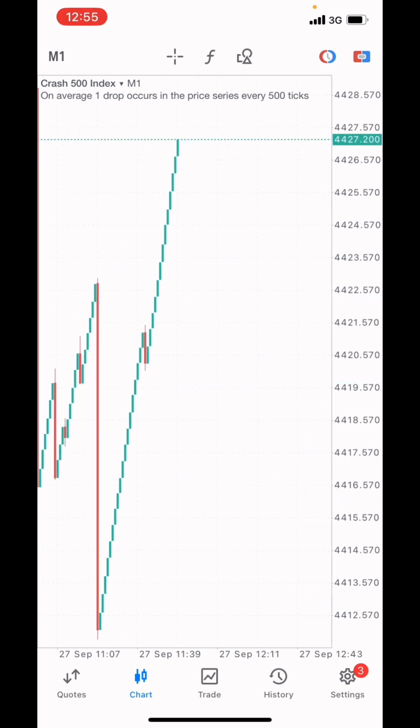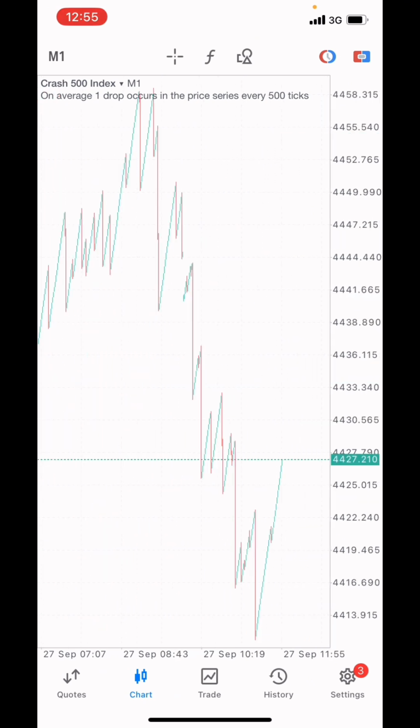Now we're on the Crash 500 Index market, and these are the principles you need to follow when you're trading this type of market. Go to the hourly time frame, confirm your entries, then do proper analysis on your trade before you start putting in entry positions, and look for a possible buy or a possible sell entry position.